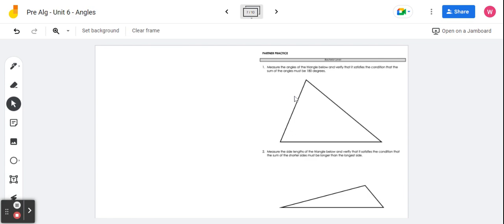So we just got to take out our protractors and measure the angles of, we'll call this A, we'll call this B and C. And let's see, does this have a sum of 180 degrees? Let's find out. Go ahead and pull out your protractors and let's go to work.